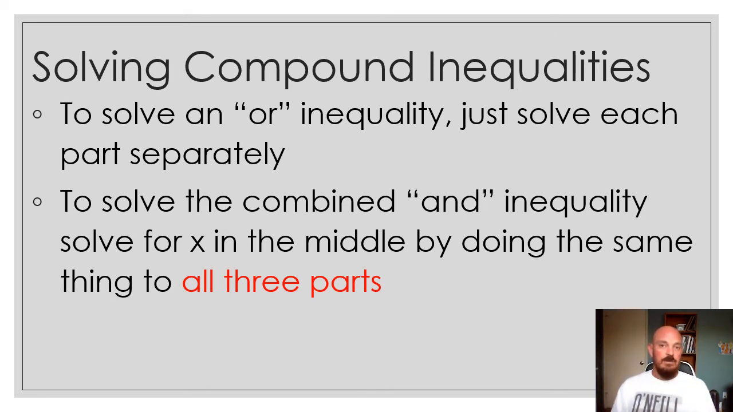So if I want to solve for x by adding 10, instead of saying I'm going to add 10 to both sides, I'm going to add 10 in three places because I have a three-part inequality here. But if you do that and you solve for x in the middle, you'll see that you've solved. So let's do an example of each one.